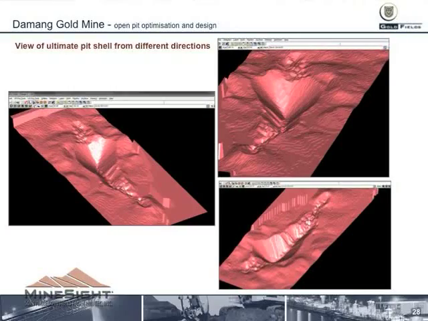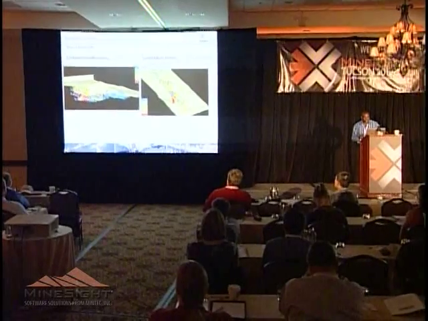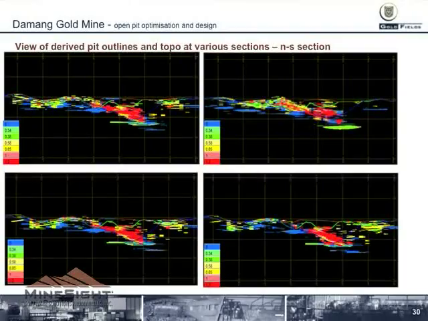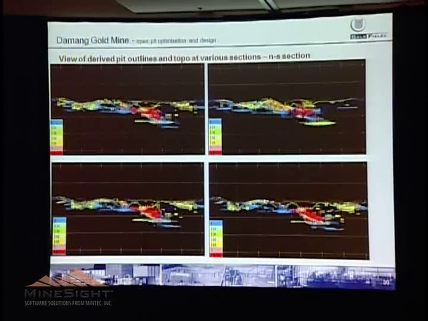And then run pit optimization to generate our pit shell. This is just a view of the pit shell showing it in various directions. As a pit shell with the resource models showing. And then the pit shell, the topo, and this is a shell run at a different gold price. We try to have a sectional walkthrough of the whole thing to see how the shell behaves.